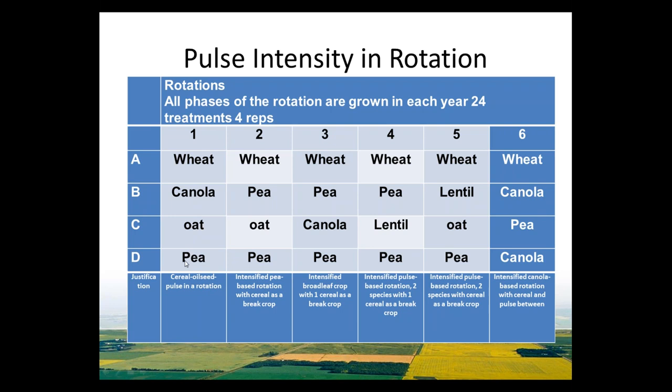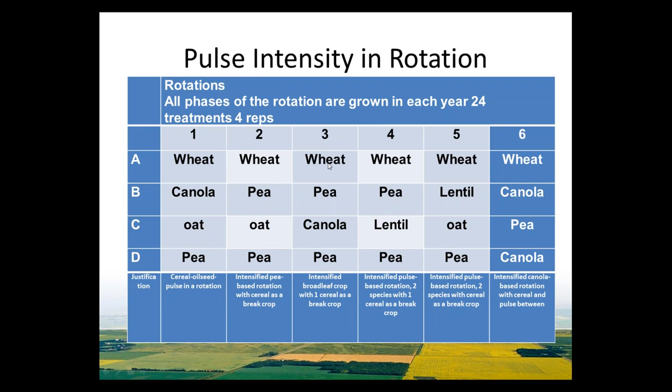So anyways, what we started with is our gold standard, a cereal, oilseed, cereal, pulse, in this case wheat, canola, oat, pea. And in our second rotation, we added two peas. So we took out the canola, we went wheat, pea, oat, pea. And so therefore we have 2 years of pulses. We have a pulse every second year. We actually have peas every second year.